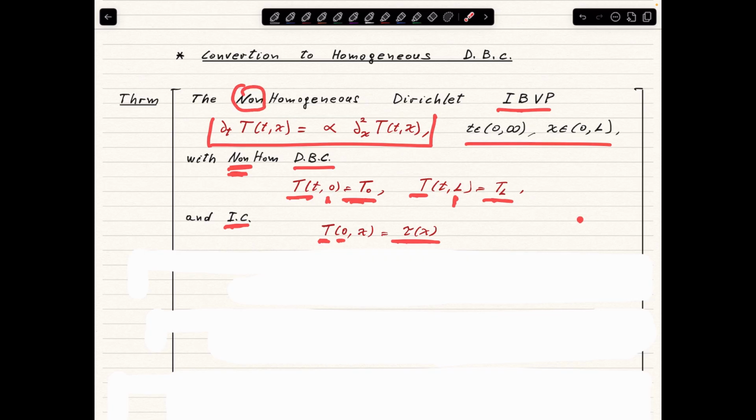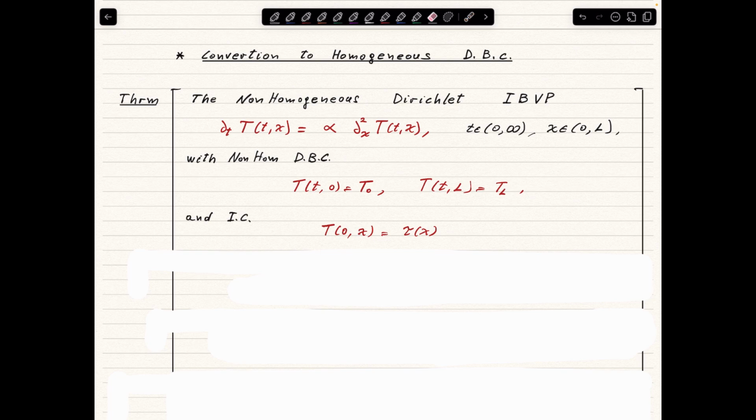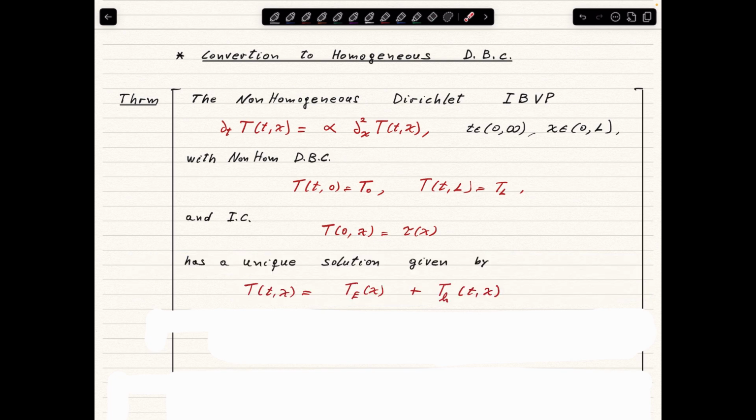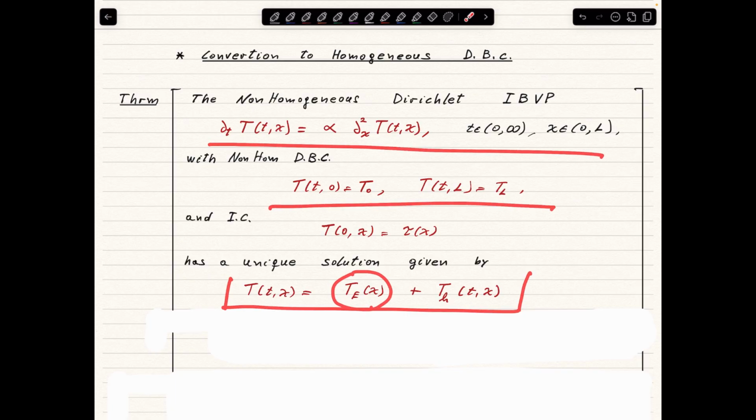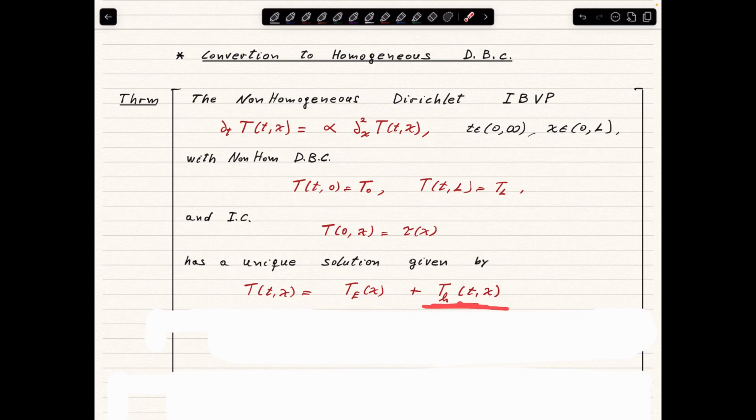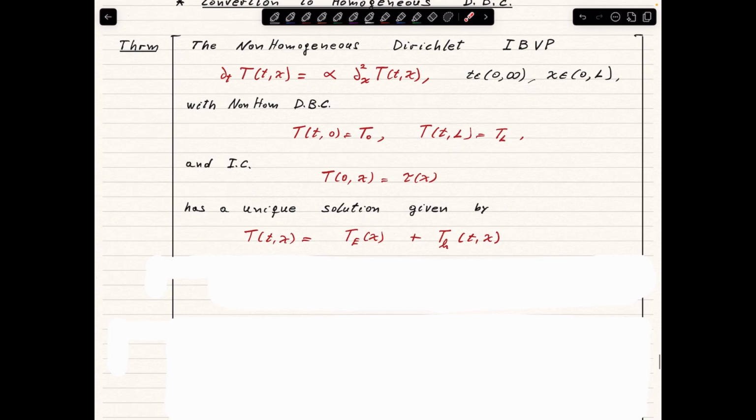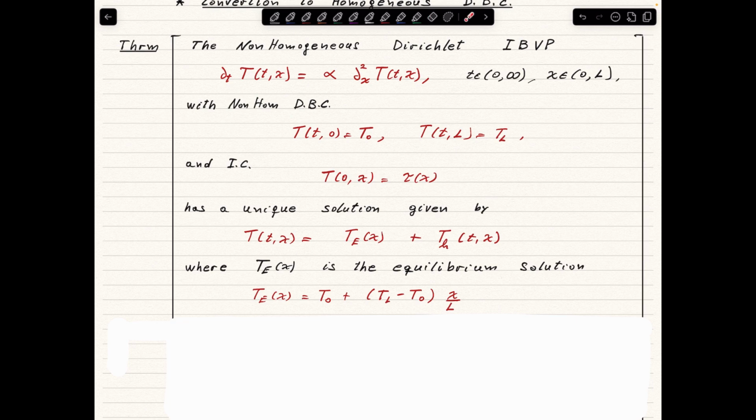That problem has a unique solution. This is what we are going to say in this theorem. This problem has a unique solution and is given by the function t to be equal the addition of two functions. The function te, which is the equilibrium solution of this problem, plus some other function that we need to figure out what it is. So the first function, te, is the equilibrium solution that we discovered in the previous theorem. So this part of the solution is going to be this linear function in x.